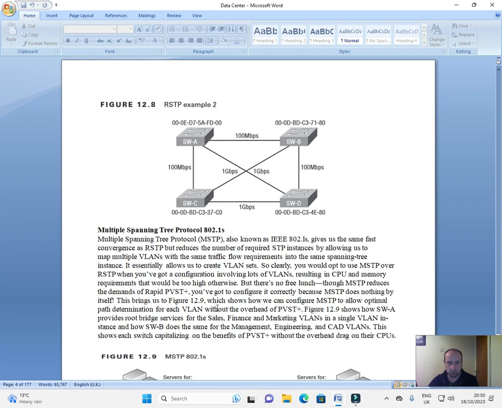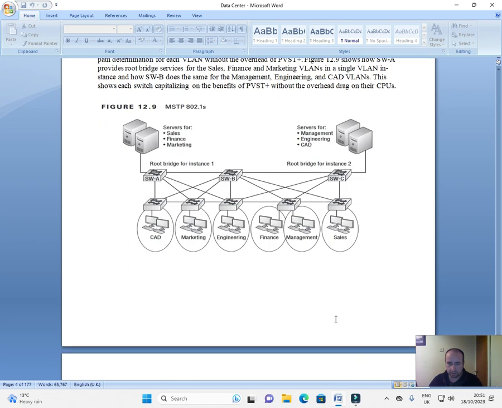This brings us to Figure 12.9, which shows how we configure MSTP to allow optimal path determination for each VLAN without the overhead of PVST. Figure 12.9 shows how SWA provides root bridge services for the sales, finance, and marketing VLANs in a single VLAN instance, and how SWB does the same for the management, engineering, and CD VLANs. This shows each switch capitalizing on the benefits of PVST without overhead drag on their CPUs.